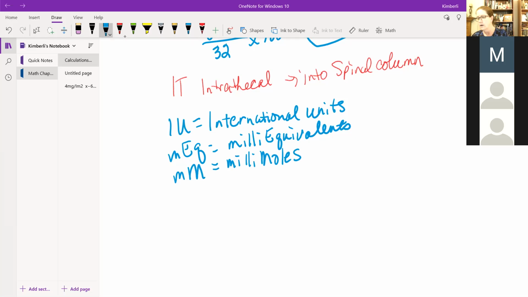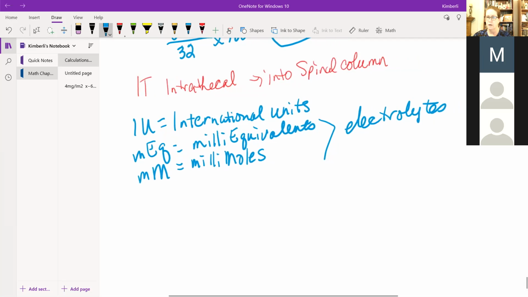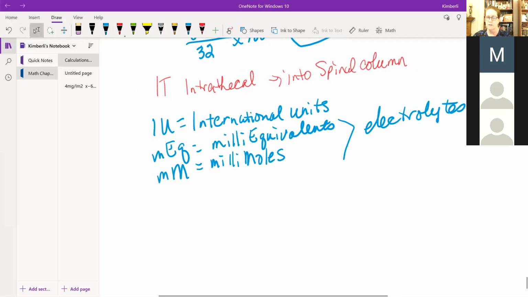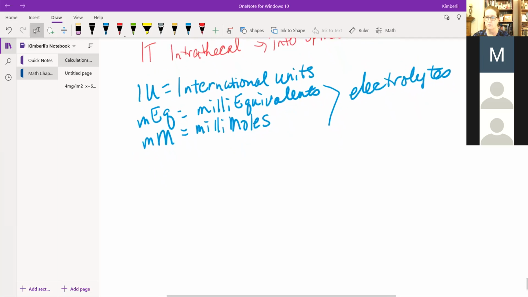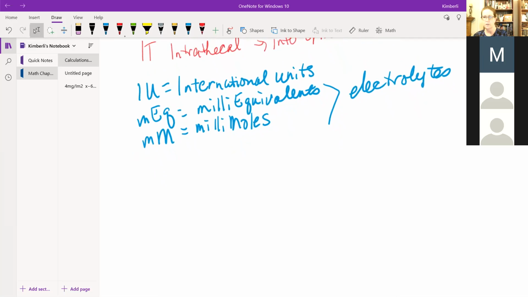So a lot of times these are used for electrolytes. So for instance, potassium phosphate, the potassium is measured in milliequivalents and the phosphate is measured in millimoles. So you can see how many milliequivalents of potassium the patient's getting and how many millimoles of phosphate they're getting. So in something like total parenteral nutrition, you have to balance all of those things so that you have the correct amount of all of them.